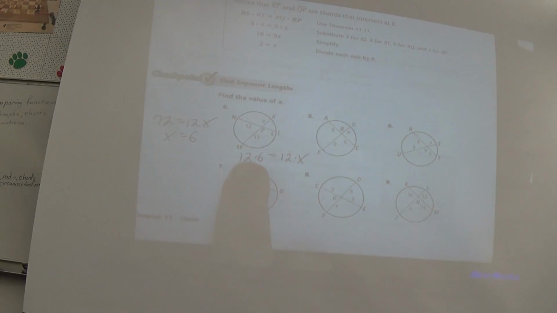The product of the segments of one chord is equal to the product of the segments of the other chord.